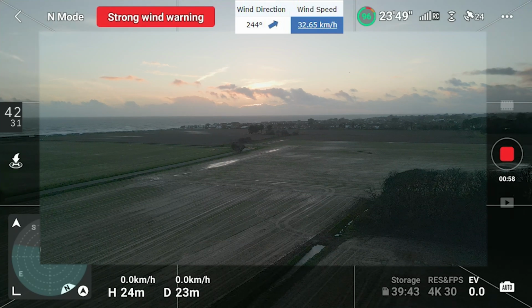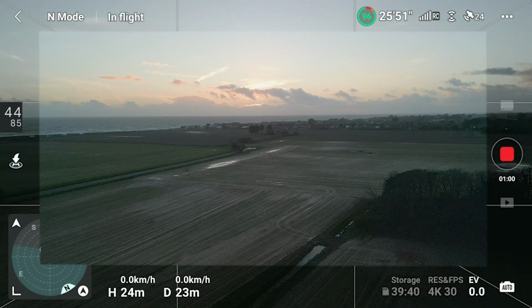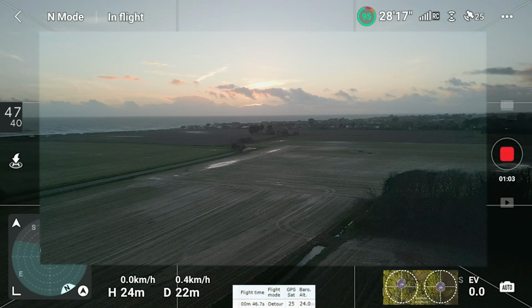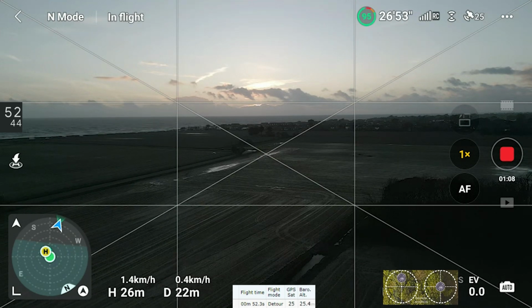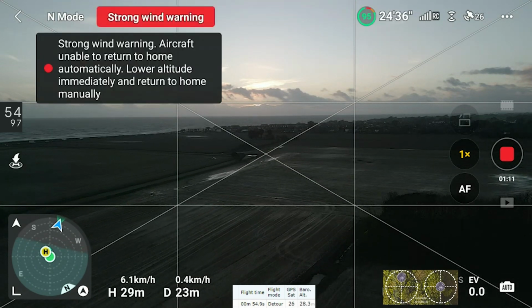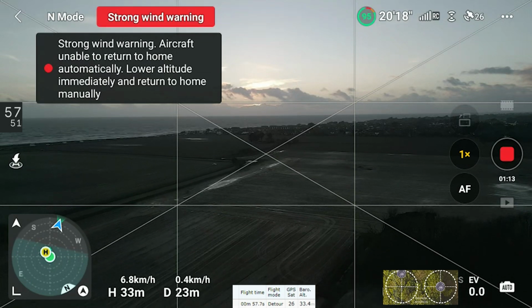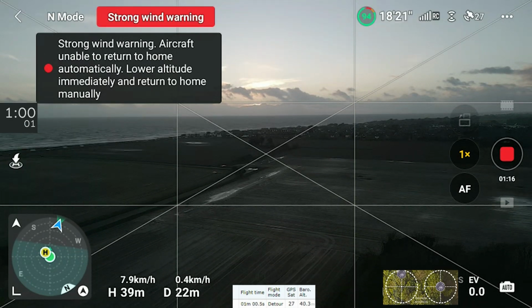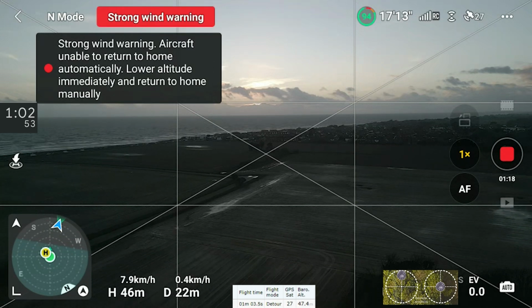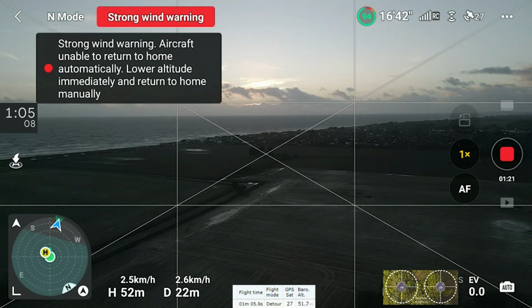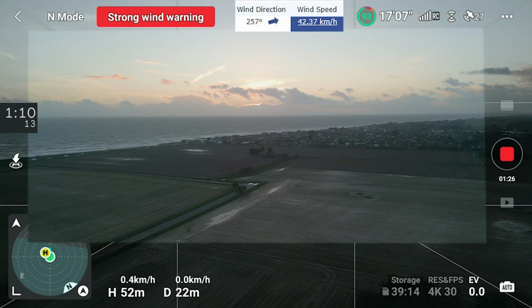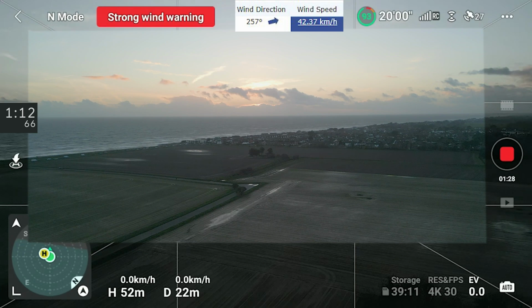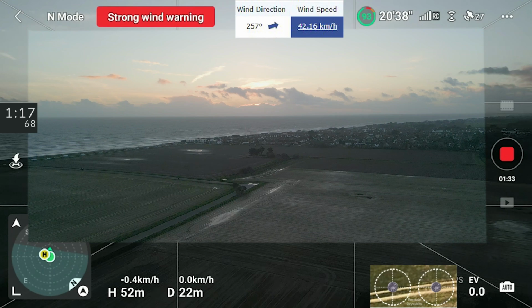I put some sound effects on the drone as it flies away. When it flies into the strong wind, it gives this whining hum. Here we got a strong wind warning, just to stay at a lower altitude and return to home manually. This is a message you get if the winds start to get quite strong, over like 10 meters a second. Here you get 42.37 kilometers an hour, now 60.